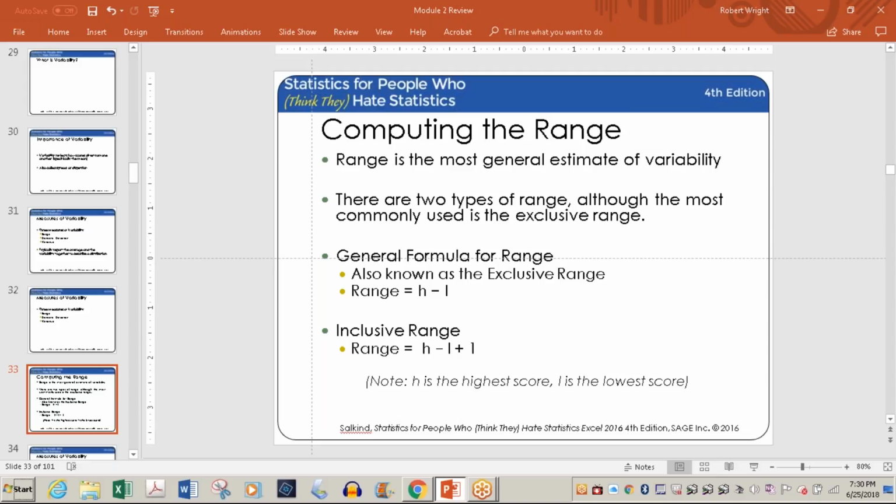I can't necessarily say there's a logic to it. I imagine whoever invented the inclusive range had a reason. But as I said, most of the time when you're looking at ranges in journal articles, you're looking at that exclusive range, your high versus your low, and that's what they report.